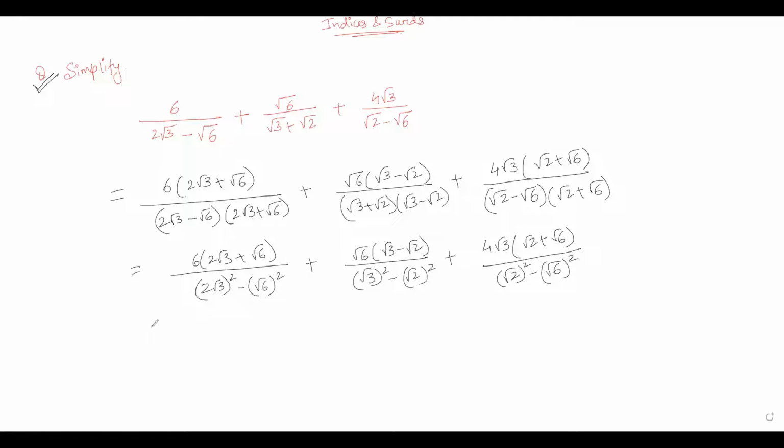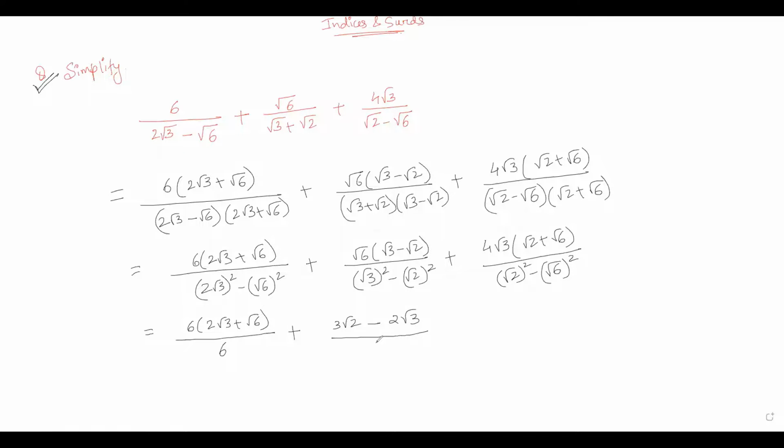Now, if we further simplify this, this would be 6 times (2√3 + √6). And in the denominator, this would be a square minus b square. So (2√3)^2 would be 4 into 3, that is 12. And (√6)^2 would be 6. So 12 minus 6, that would be 6. Plus, this would be √6 into √3, which can be written as 3√2, because √6 is √2 times √3. So this will become 3√2 minus √6 into √2, that will become 2√3, upon (√3)^2, that would be 3, minus (√2)^2, that would be 2.